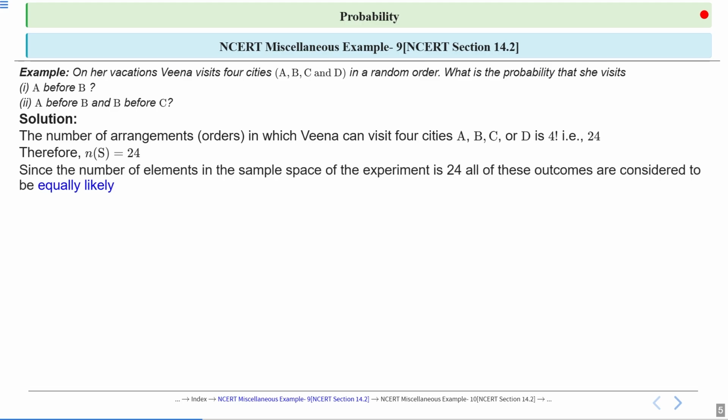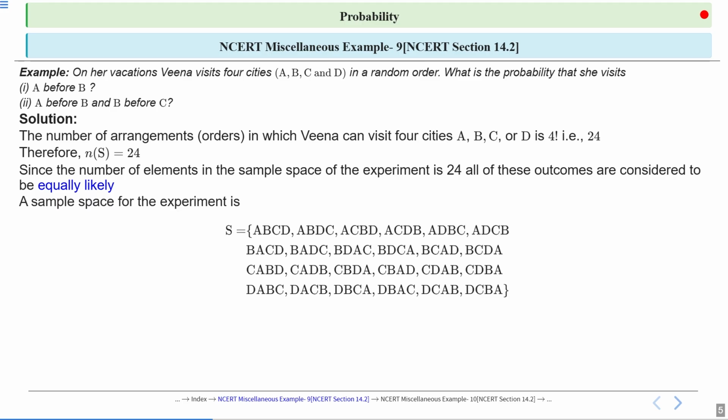Since the number of elements in the sample space of the experiment is 24 and all these outcomes are considered to be equally likely. What does equally likely mean? Equally likely means all of these outcomes have equal chance to occur. So this type of outcomes are called equally likely outcomes. Clear? So all of these outcomes are considered to be equally likely.